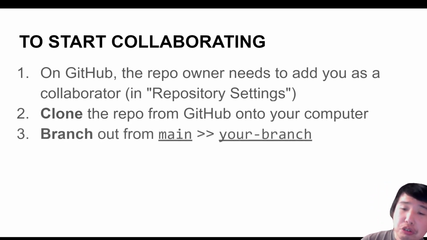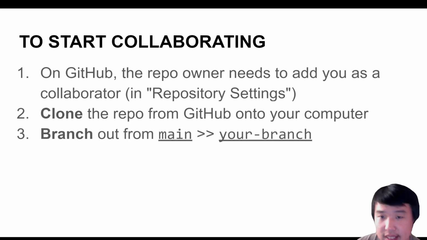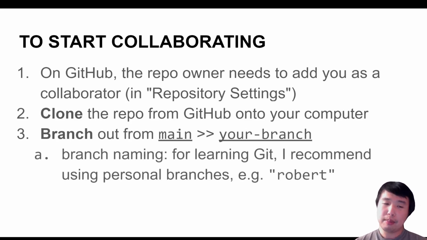And then once you clone it, immediately you should branch out from the main branch. Do not work directly on the main branch. Instead, start your own branch. And remember, I recommend just using personal branches. So my name's Robert, so I would use the Robert branch. I would name my branch Robert. And now if anyone has a problem with the code on my branch, they also know conveniently who to complain to. It's my fault.